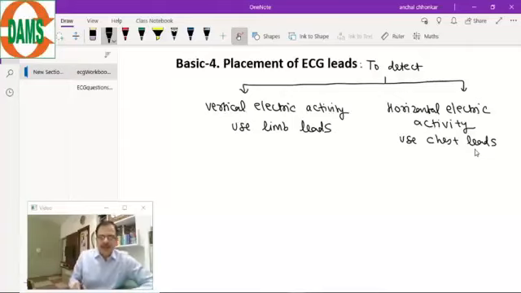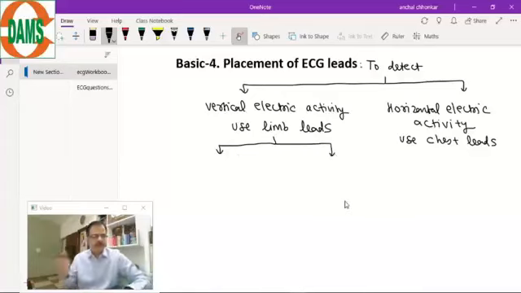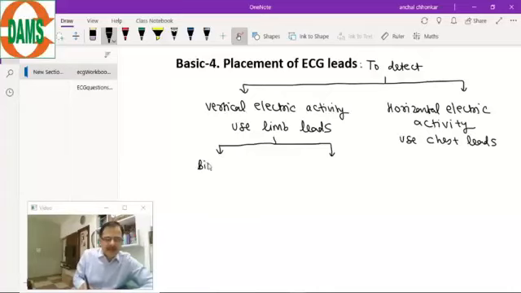So for vertical electrical activity, we will use the limbs to make the galvanometer. According to the nomenclature, these limb leads are further classified into two groups. One is known as the bipolar lead system, bipolar leads. Second, it will be unipolar leads.